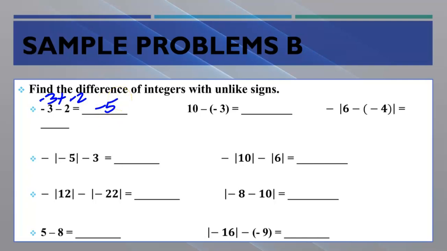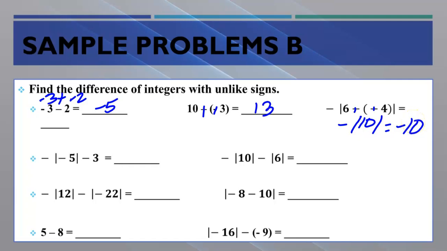This next one, 10 minus a negative 3. So if I see a minus and negative, I'm really adding. So 10 plus 3 is 13. Here I have the absolute value, so I solve inside here. So 6 minus a negative 4, a minus and negative means I'm adding. So this is 10. The absolute value of 10 is 10, but there's a negative on the outside, so this is going to be a negative 10.